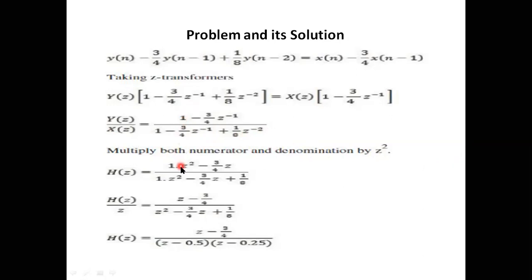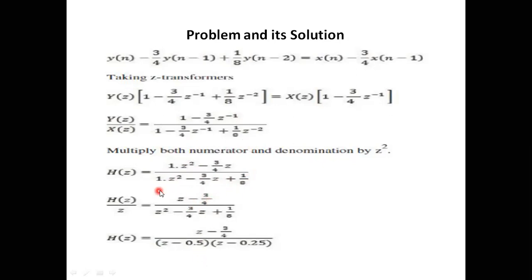So this will become z square, this will become z only, and this term also z square. This will be z, and this will be z to the power 0. So this equation becomes a simplified quadratic equation. Now this is the simplified quadratic equation. For this quadratic equation, find the roots of that equation.